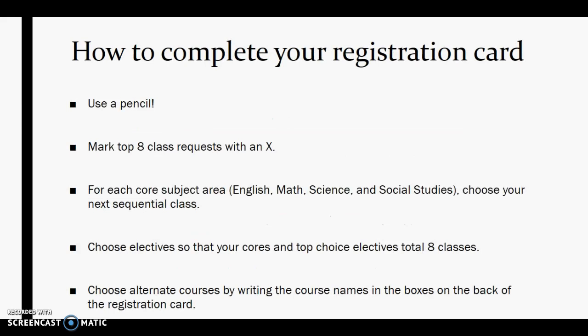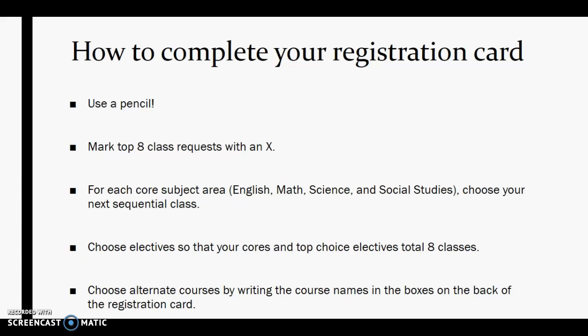Some general information about how to complete your registration card. First, it's really important that you use a pencil. Please make sure that you fill in all the demographic information towards the top of the card so that we have the contact information we need in case we have any questions. You're going to be marking your top 8 classes with an X on your registration card. This is going to include classes for your core subject areas of English, math, science, and social studies. So for each of those areas, you will choose your next sequential class. And then you'll choose enough electives so that those plus your core subject area classes totals 8. You're choosing classes for the entire 2018-2019 school year, so you're going to pick a total of 8 classes by marking them with an X on the card.